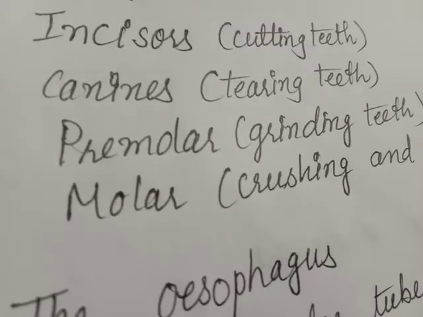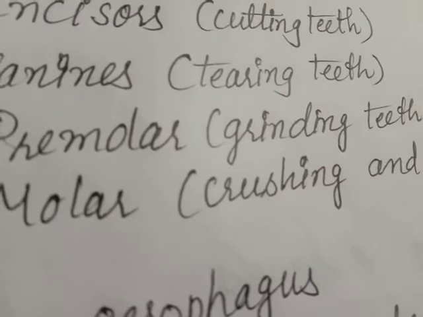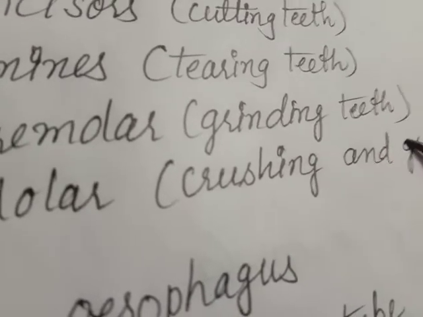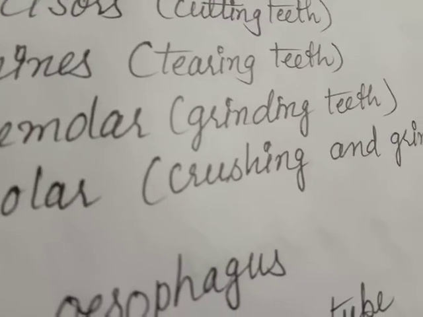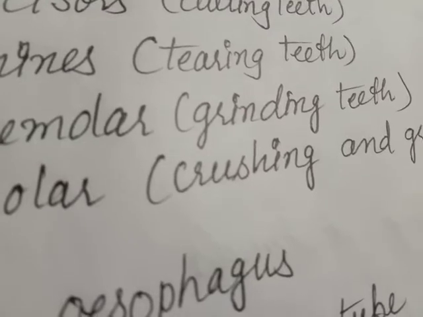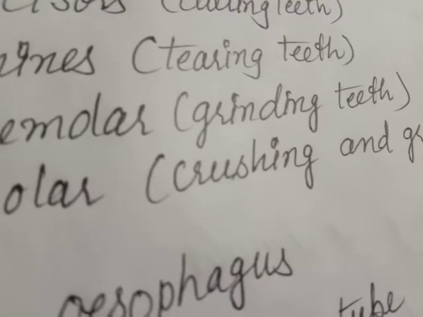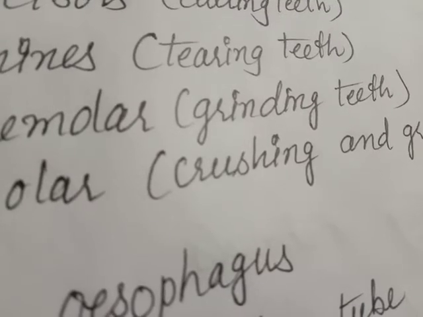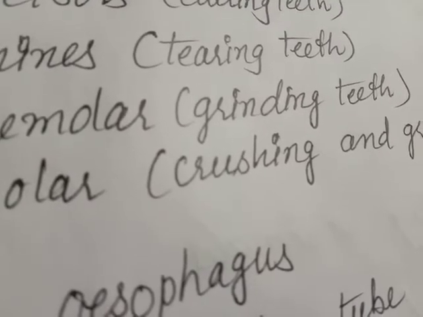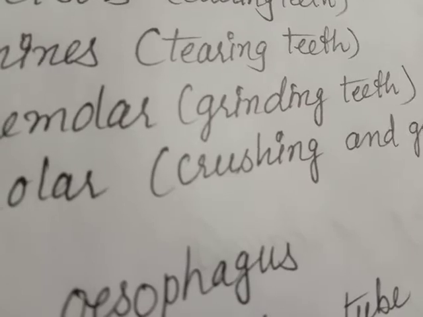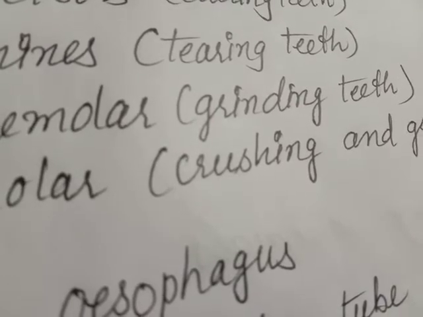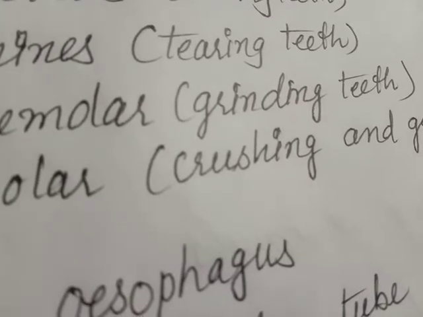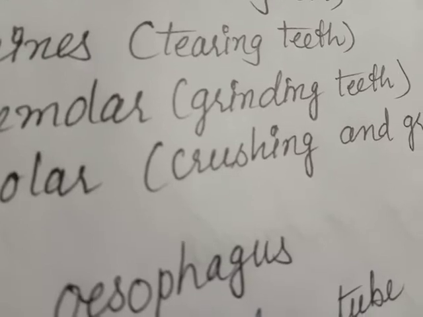Molar teeth are also known as crushing and grinding teeth. The remaining teeth in the jaw are also broad and flat. The last 2 or 3 teeth on both sides of each jaw are the molars. These teeth are also used to crush and grind food.